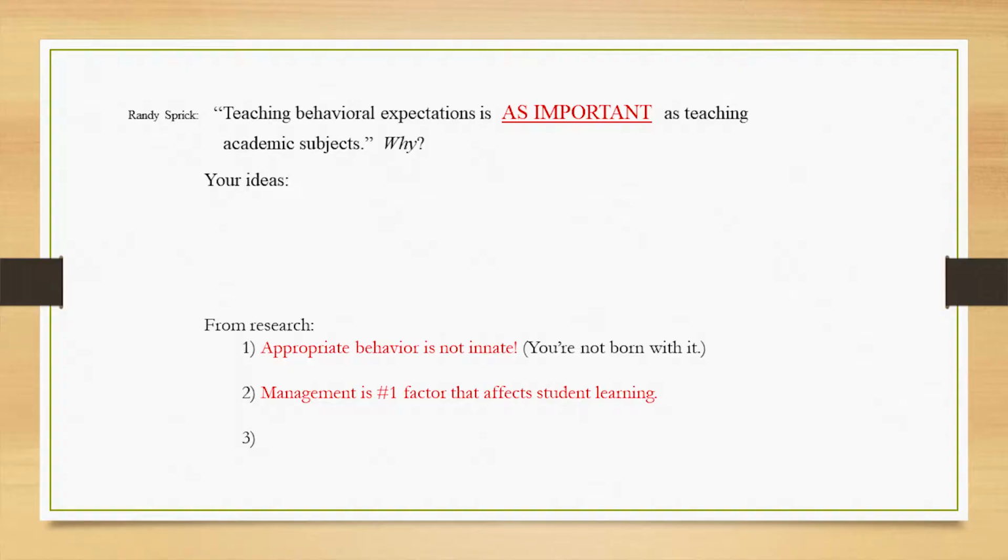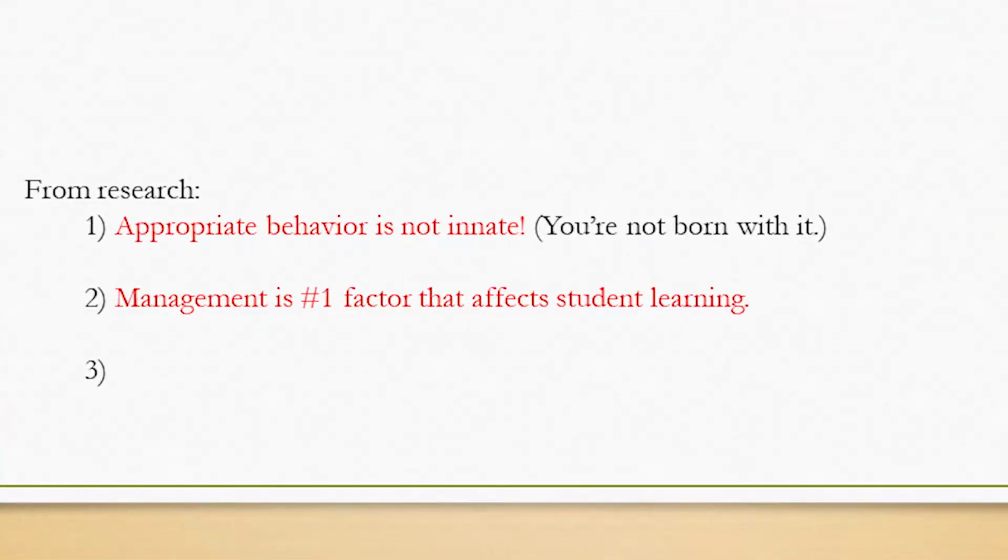Thank you. Number 2, research says teaching behavior is important because management is the number one factor that affects student learning. That was a study done by Harry Wong. They studied 28 factors that impact student achievement, and at the very top of the list, way ahead of the rest of the factors, was classroom management, which heralds back to the idea we said a minute ago that if management is not in place, instruction can't happen.